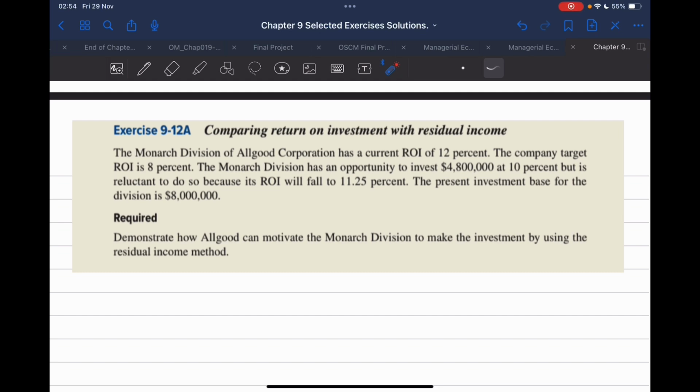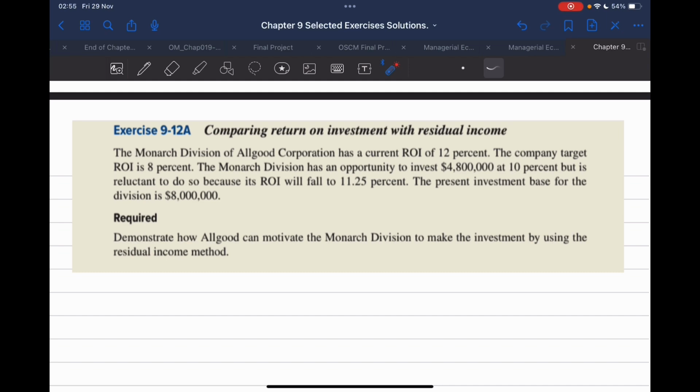The Monarch division has an opportunity to invest $4.8 million at 10%, but it is reluctant to do so because its return on investment will fall to 11.25% if they take this investment opportunity. The present investment base for the division is $8 million. So what's required? Demonstrate how All Good, being the corporation, can motivate the Monarch division to make the investment by using the residual income method.